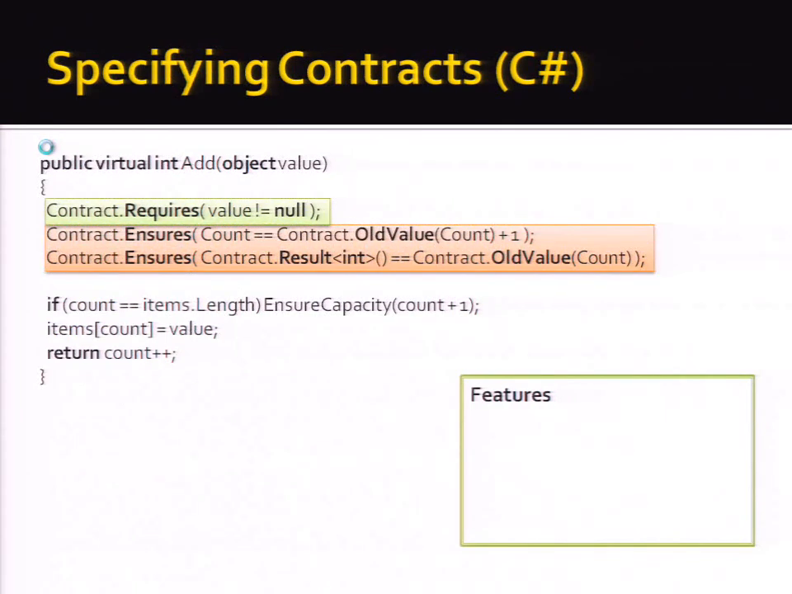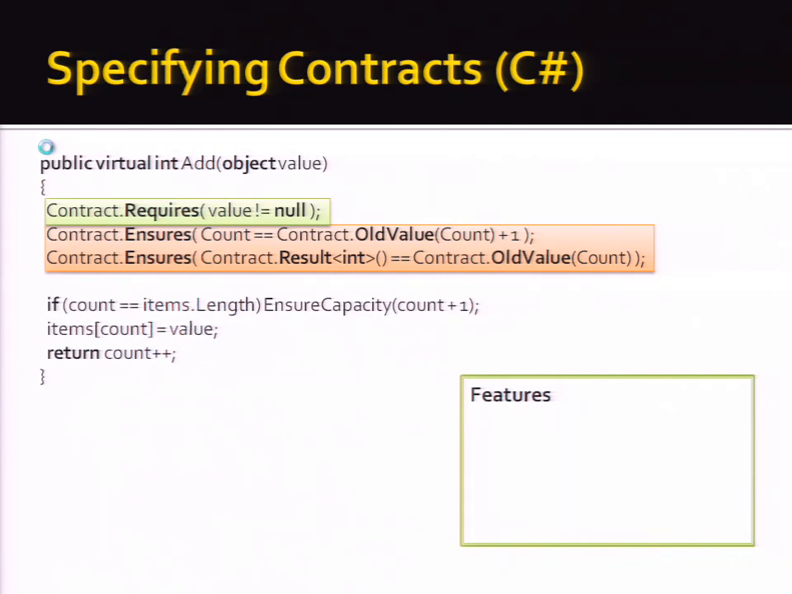So how does this look? Here's some C# code for an add method. And in green, I highlighted a precondition, which we express by making this sort of idiomatic call to Contract.Requires. And then you just give a Boolean expression, in this case, of course, in C#, that says this is the condition I want to be true on entry of this method. In this case, we said the argument value should not be null. In orange, you see some postconditions, that is, things that should be true at the end of the method.